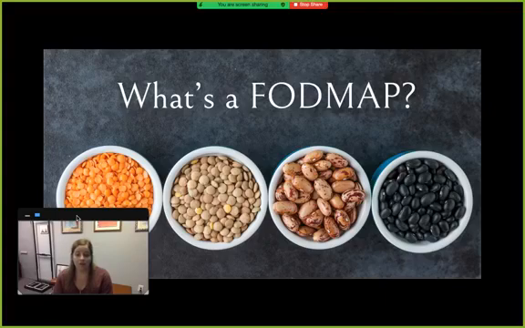FODMAPs have been found to be poorly absorbed in the small intestines and are often fermented in the gut and negatively impact the intestinal microbial balance. If you think that you might be experiencing issues with high FODMAP foods, we will go ahead and post a link with some resources that can help you out with that.